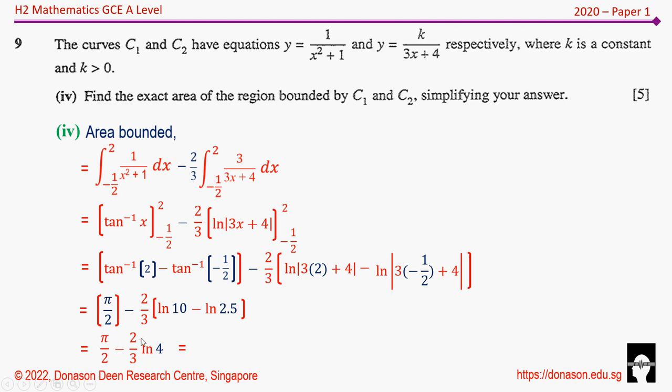So we get pi over 2 minus 2/3 ln 4, which you can express as ln of 2 squared, and then you can bring the 2 to the front and multiply by 2/3 to get 4/3 ln 2. So there we have the complete area bounded by the two curves found. If you wish, you can evaluate it using the calculator.